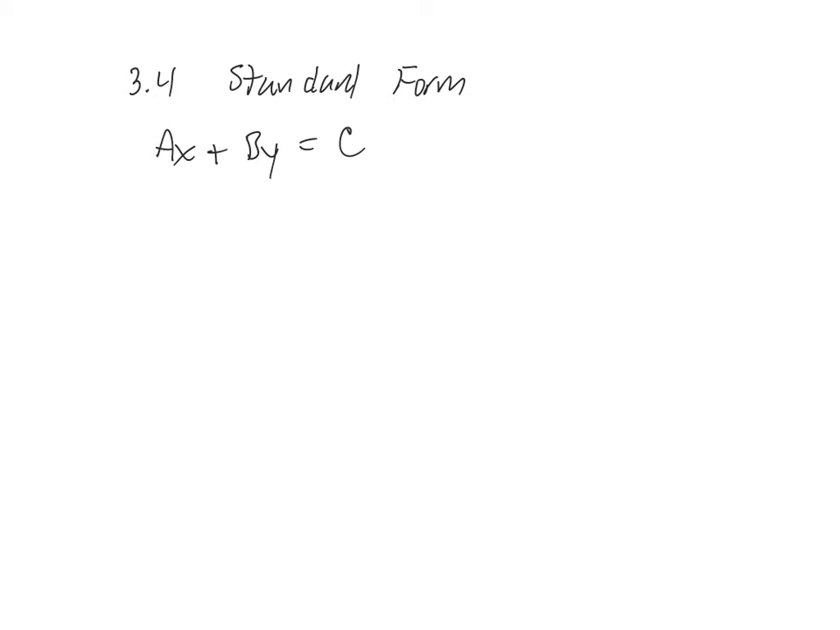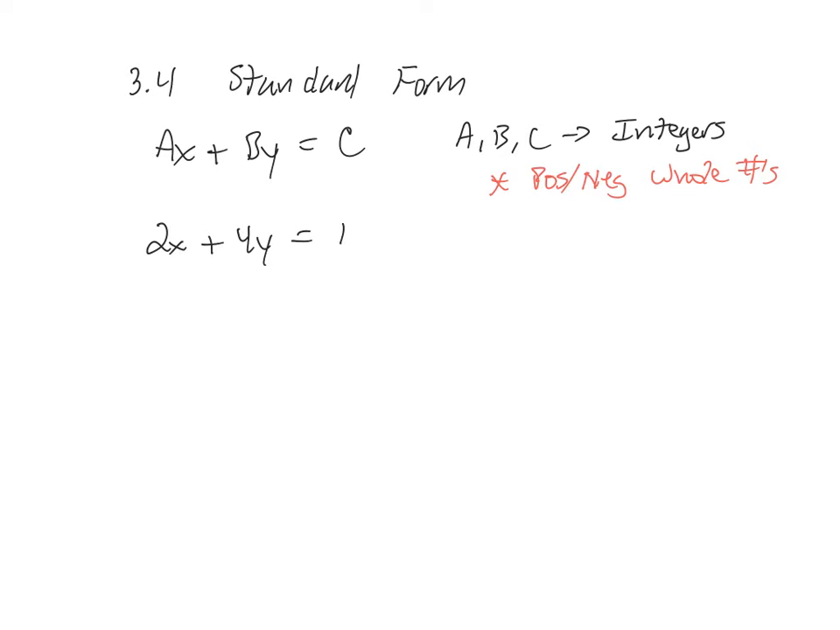looks like that, where the A and the B and the C are integers. So remember, that means positive or negative whole numbers. So the one kind of nice thing about standard form is that we don't have fractions. Okay, so there's a standard form equation. Okay, and so some of the problems, well, almost all the problems, but we're going to be dealing with x and y intercepts.